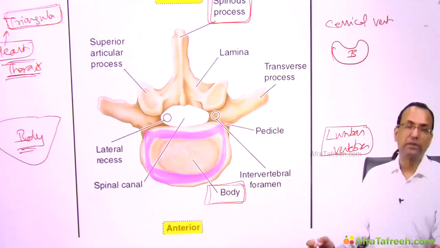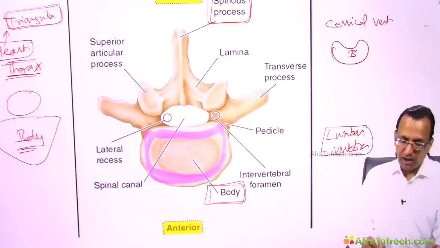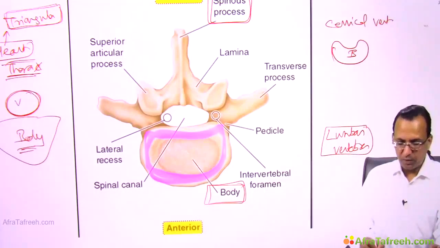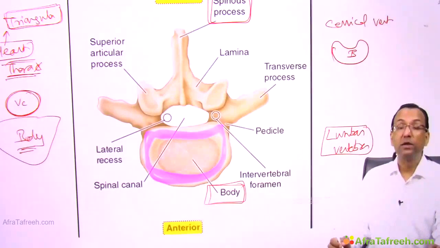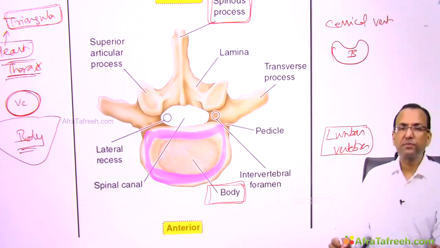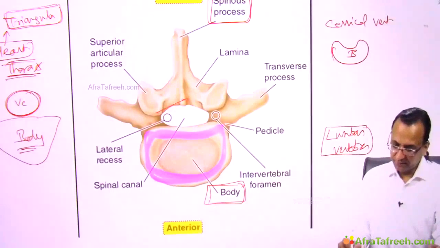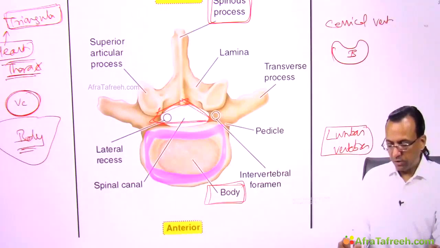Yes, but the vertebral canal will be oval. What is the vertebral canal? Where the spinal cord is passing. Yes, the vertebral canal is where the spinal cord is passing. It is oval. And what is the vertebral canal in the lumbar region, cervical region? It is triangular. Okay, here it is triangular.